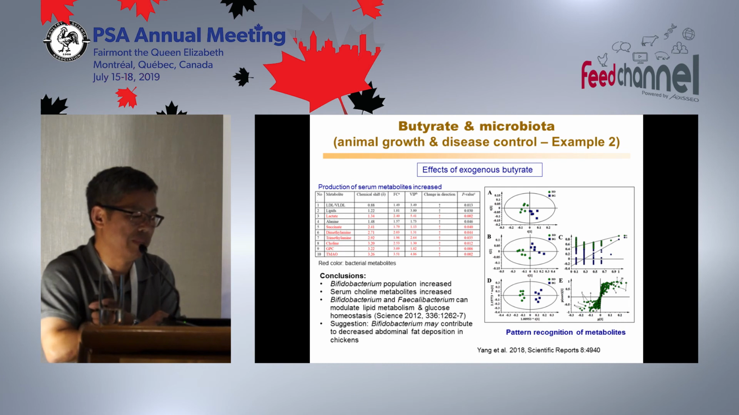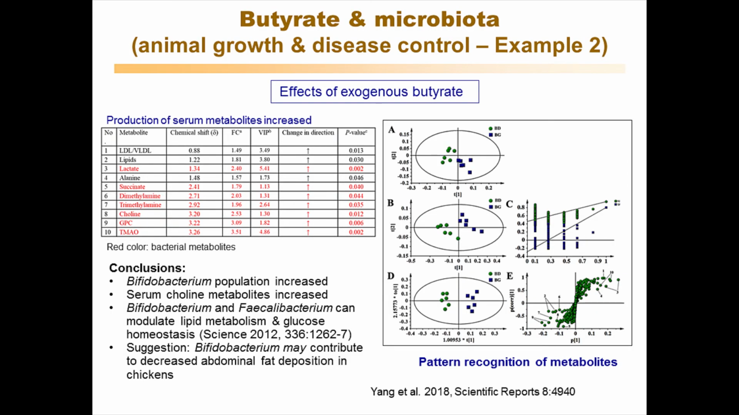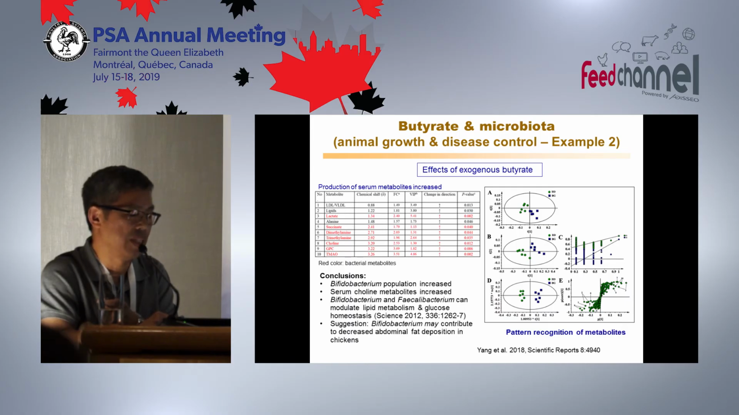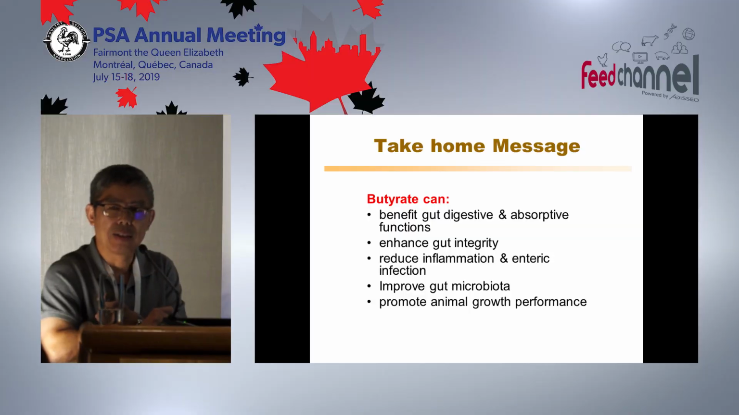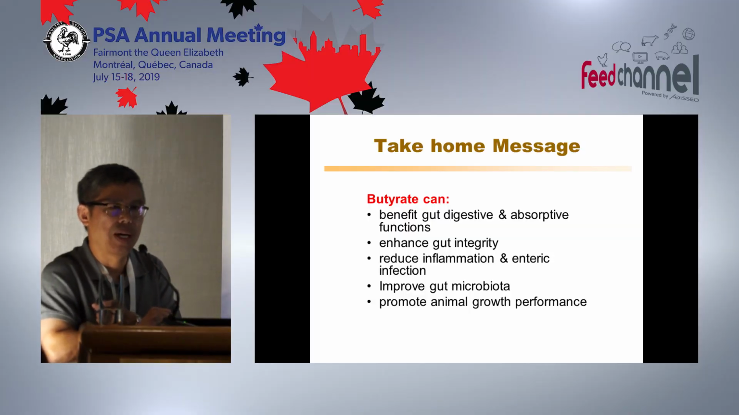One Science paper mentioned that butyrate and Campylobacter can modulate lipid metabolism and glucose homeostasis. This actually fits our observations, and therefore we propose that bifidobacteria can contribute to the decrease of the abdominal fat deposition in the chickens. So that's the story we got from our studies.